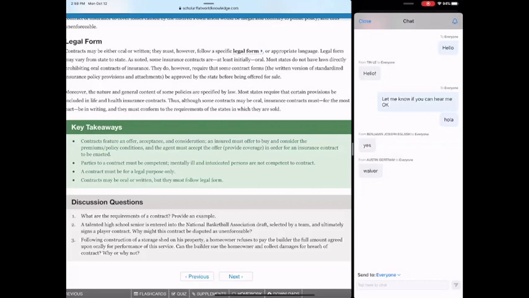Would there need to be documentation of the price? Say that one more time, Austin. Would there need to be documentation of the agreed upon contractor price? Yeah, so is it questionable with the amount that they agreed?